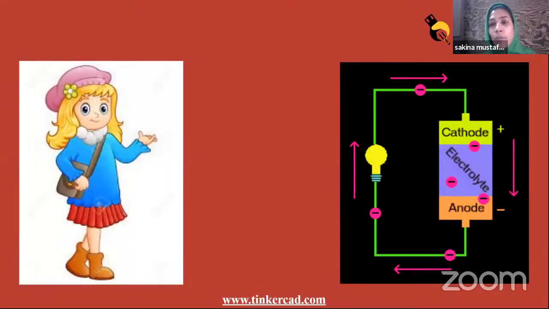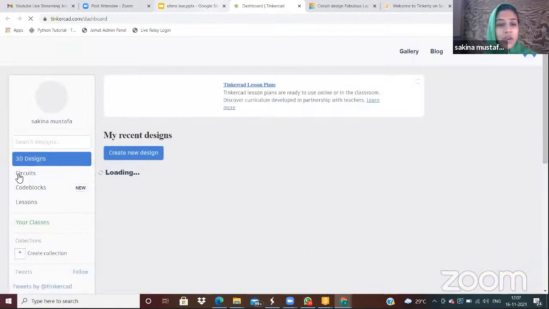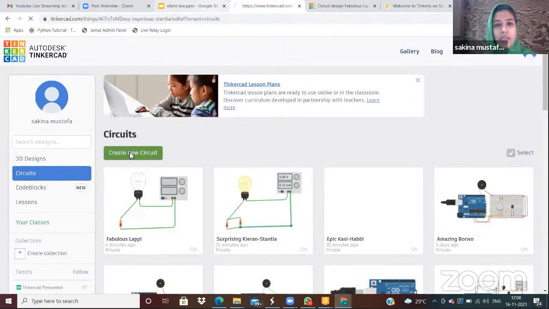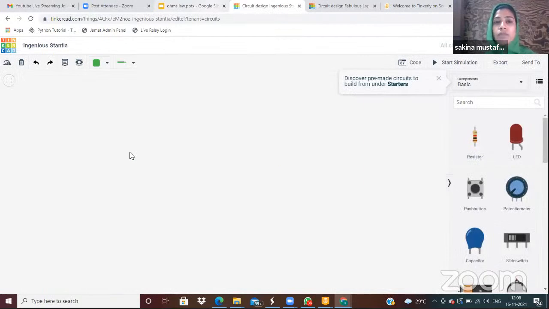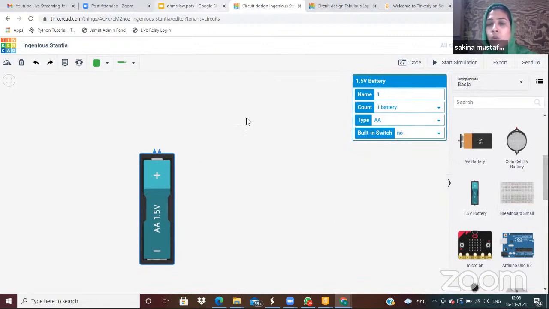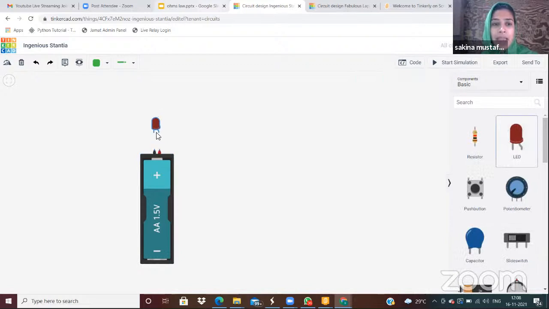So I decided to first make a circuit on the Tinkercad platform. So let's see how we can make a circuit on the Tinkercad platform. A simple circuit. I will just click on circuit, and then I will click on create new circuit. Okay, so a circuit will require some power. So I'm just taking this battery, a 1.5 volt battery, and I'm taking the LED. I'm just taking a simple LED.